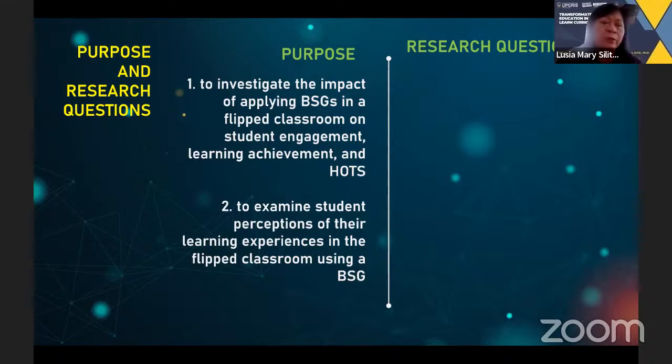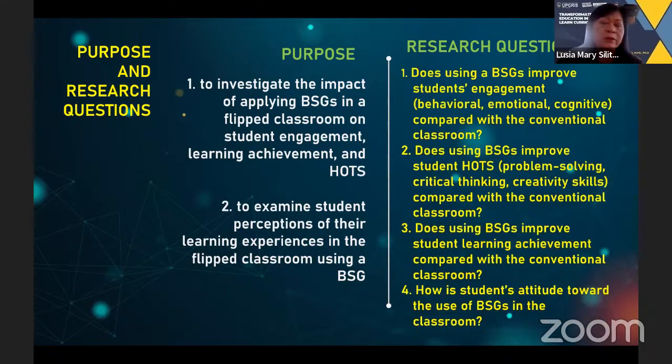From those two purposes, there are some research questions. The first research question is, does using a business simulation game improve student engagement? I open this variable into a second layer of variables: behavioral, emotional, and cognitive. Improve compared with the conventional or traditional classroom.